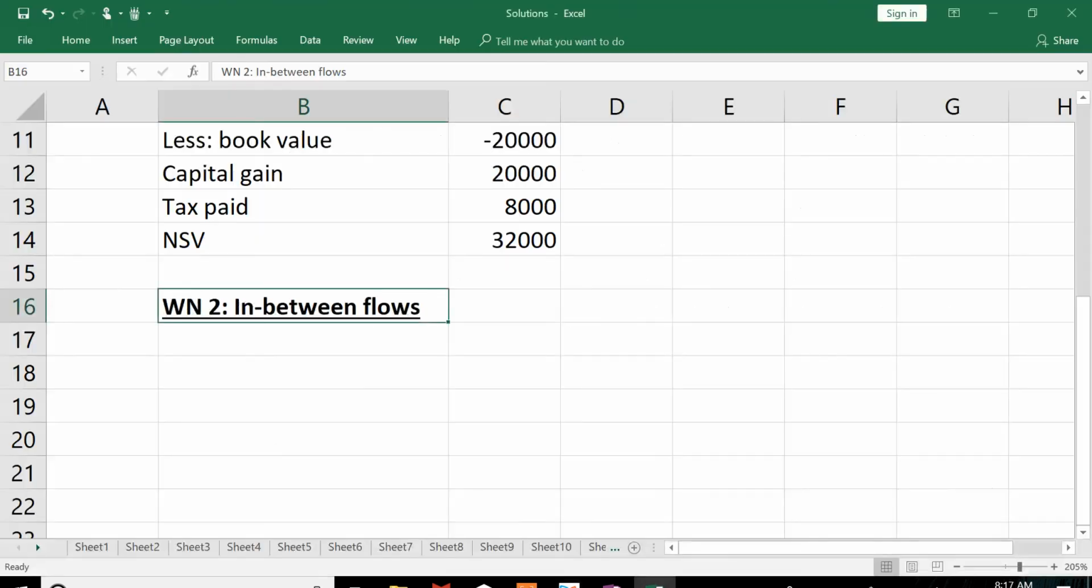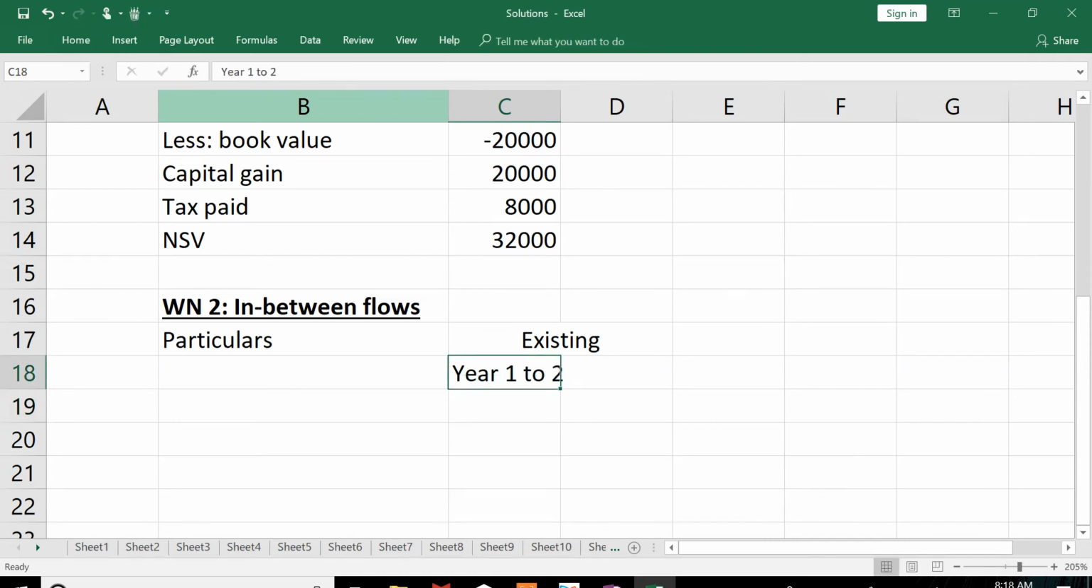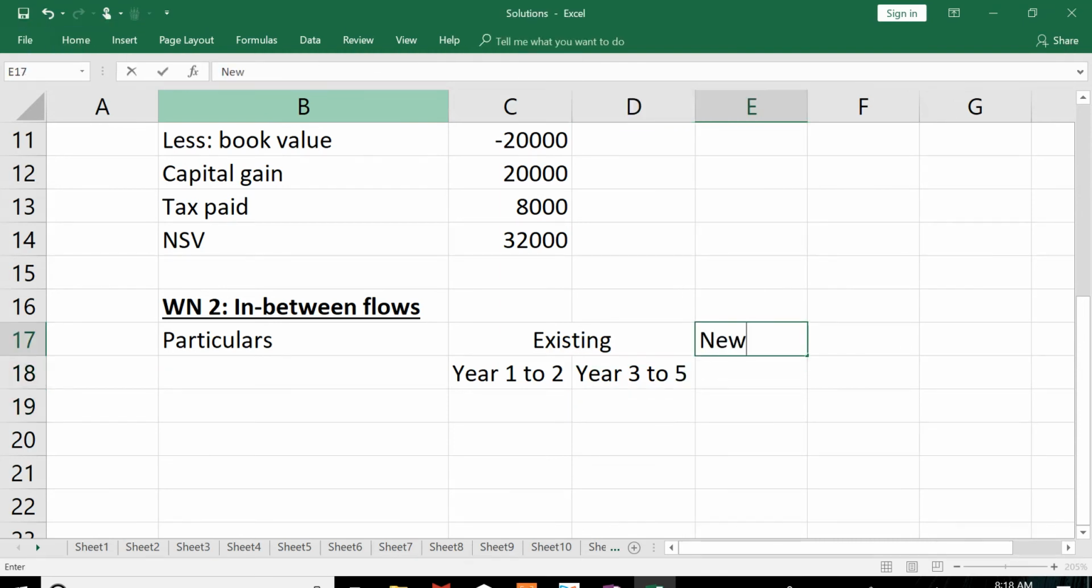So what we will do is, listen for a minute, particulars. Existing will have a breakup called year 1 to 2 and year 3 to 5. This issue will not be there for new. So new will have only one thing, which is year 1 to 5 together. But for existing machine, I cannot combine it. And the reason for not combining it is depreciation. The reason is only because of depreciation. Clear? Any doubts on this? Anybody has any doubts on this? Open the structure now.